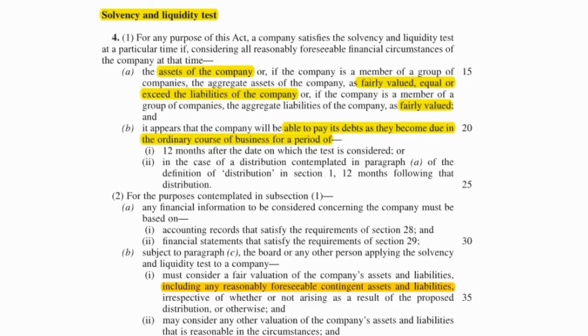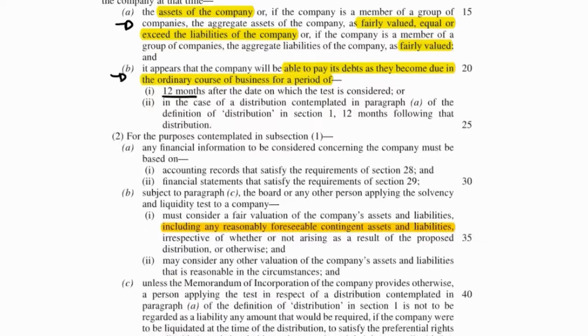Section 4, Solvency and Liquidity, has two things. A says the assets of the company, fairly valued, must be equal to or exceed the liabilities. And B, they must be able to pay their debts as they fall due within the 12 months. If we take a look down here, it also says please include reasonably foreseeable contingent assets and liabilities.